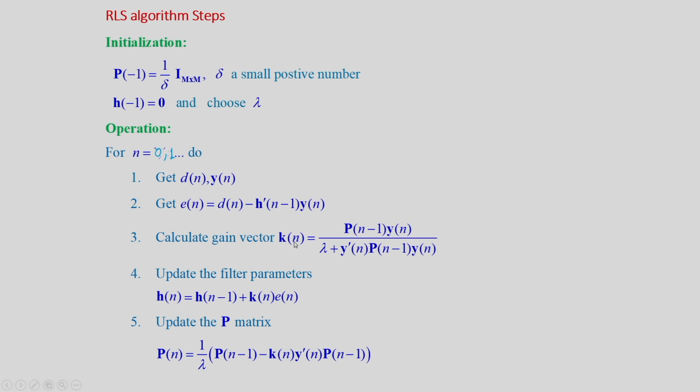Calculate the gain vector kn, that is P of n minus 1 into yn divided by lambda plus yn transpose into P n minus 1 into yn. Then update the filter parameters, hn is equal to h n minus 1 plus kn into en, and then update the P matrix by this relation. Pn is equal to 1 by lambda times Pn minus 1 minus Kn vector into Yn transpose into Pn minus 1. So, this way this RLS algorithm can be implemented.